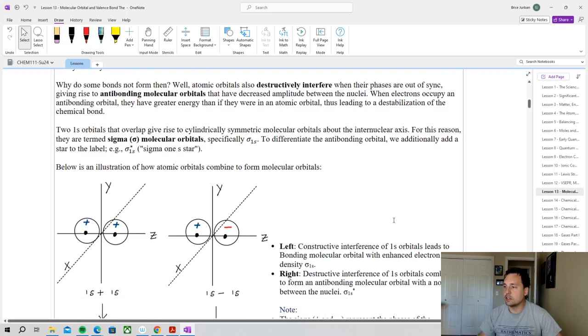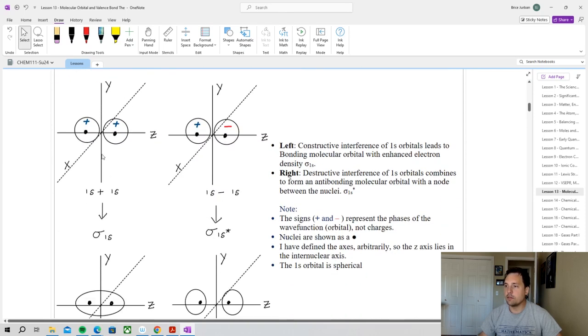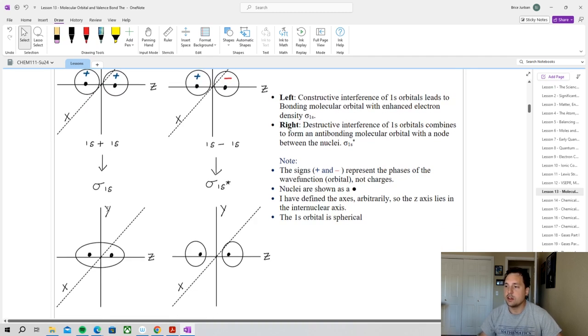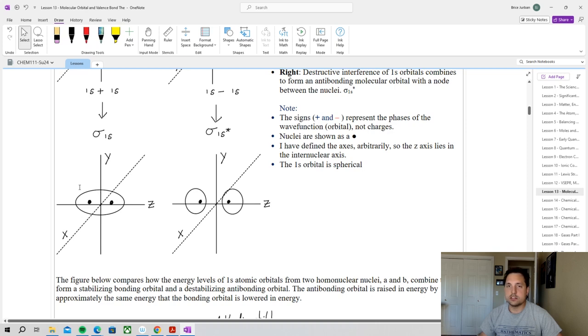All right, so let's take a look at each of these. I'm going to introduce this new notation. So if we look at when I have two spherical 1s orbitals combining with the phases here in plus charges, combining in the same phase, it results in this cylindrically symmetric molecular orbital across the two nuclei, where the nuclei are drawn as dots on this diagram. And I have X, Y, and Z coordinates to try to indicate this is in 3 dimensions. So try to envision this as a 3-dimensional ellipsoid.